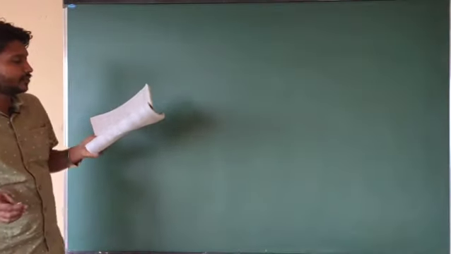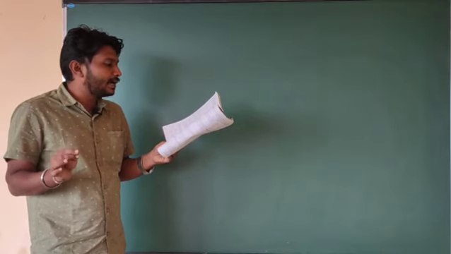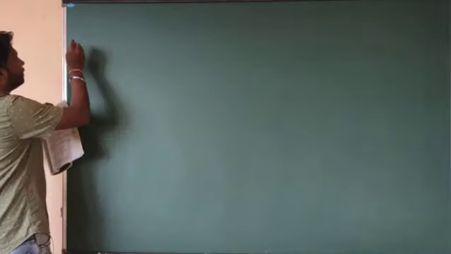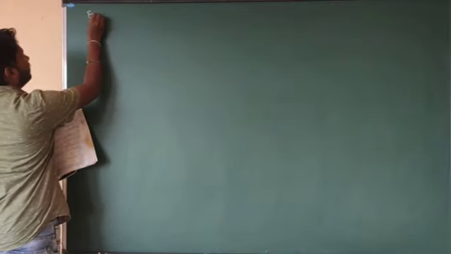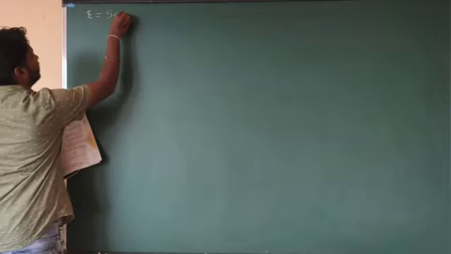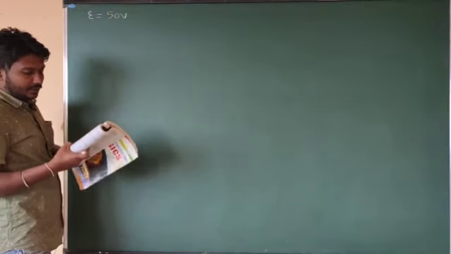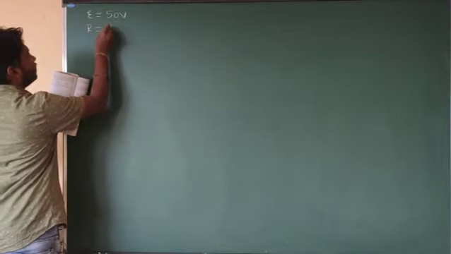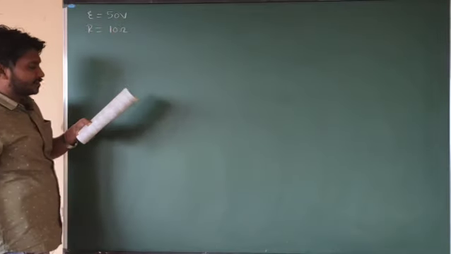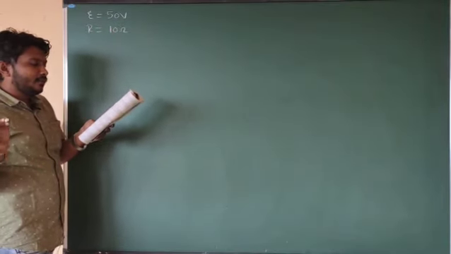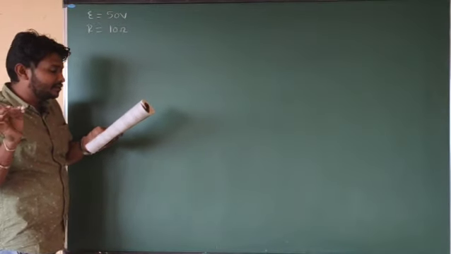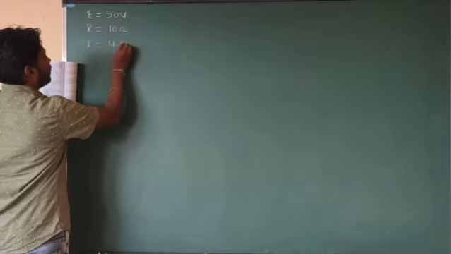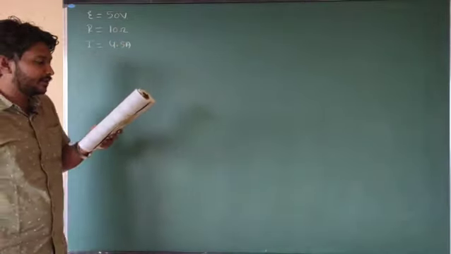I will read out the question here. A 50 volt battery is connected across a 10 ohm resistor. One battery is there, and the battery voltage is 50 volt, which is the EMF of the cell. It is connected to a resistor whose resistance is 10 ohm. The current is 4.5 ampere flowing through the resistor.